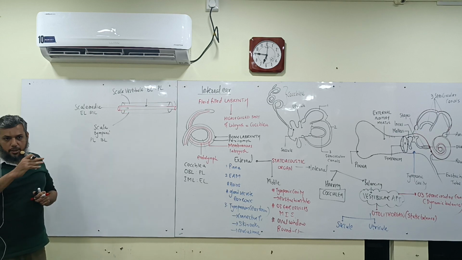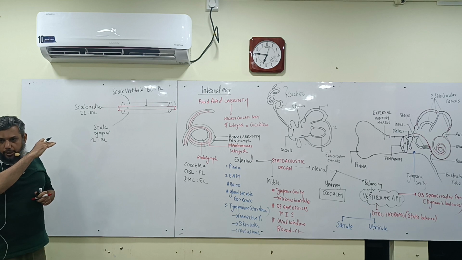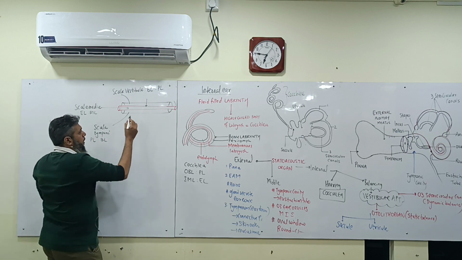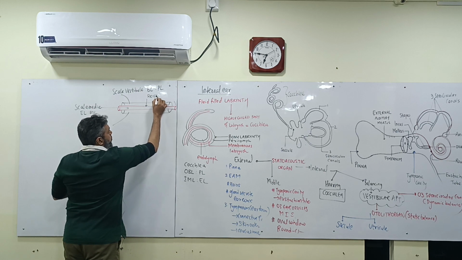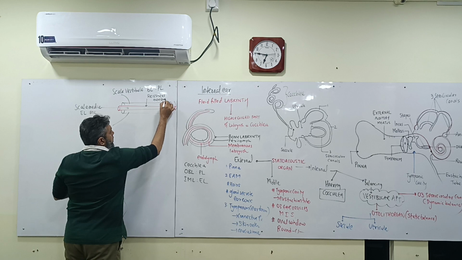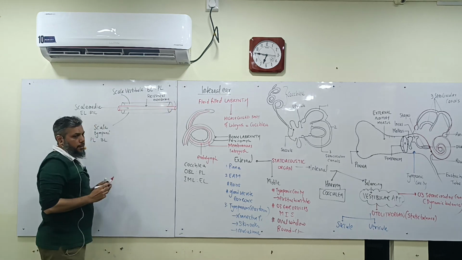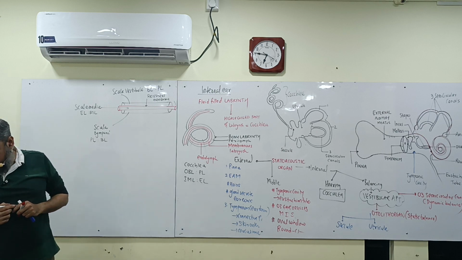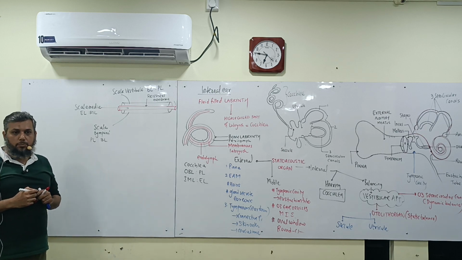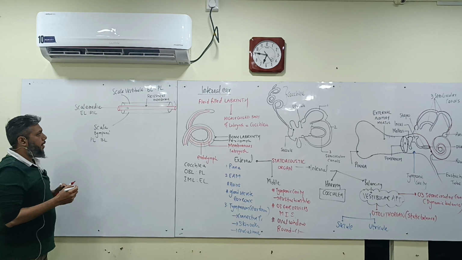Which membrane? The lower red line or the upper red line? The upper red line. It is named after a scientist, Reissner. So this membrane is called Reissner's membrane. So what does Reissner's membrane separate? It separates the scala vestibule from the scala media.